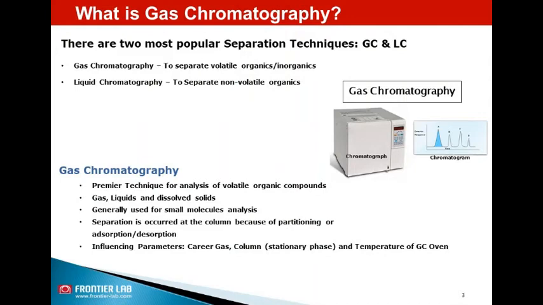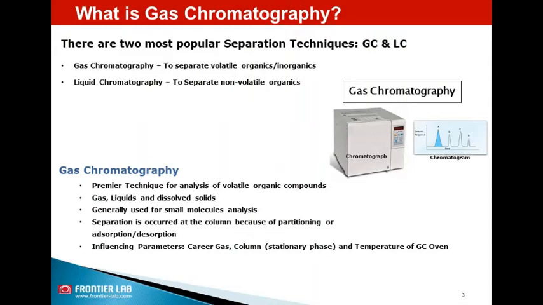Gas chromatography is used to separate volatile organic or inorganic compounds from a mixture where gas is used as a mobile phase. Liquid chromatography is used to separate non-volatile organic compounds from a mixture where a liquid is used as a mobile phase. So we can say gas chromatography is a separation technique for the separation of different volatile organic compounds from a mixture. The instrument that is used to separate these compounds is called chromatograph.